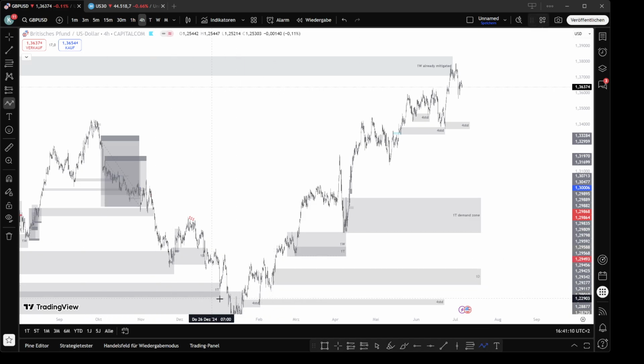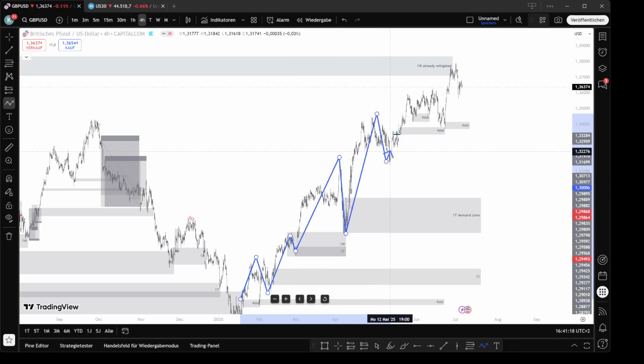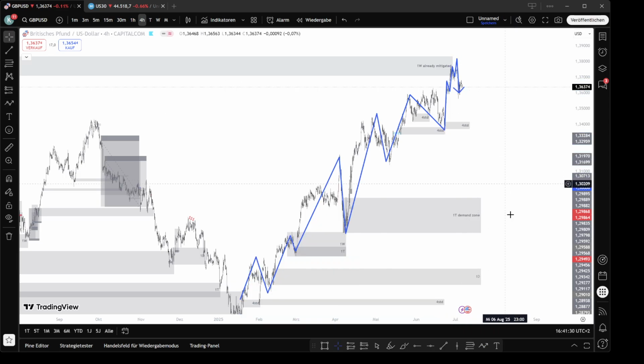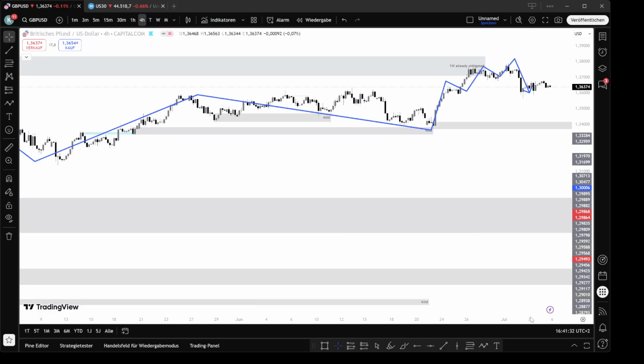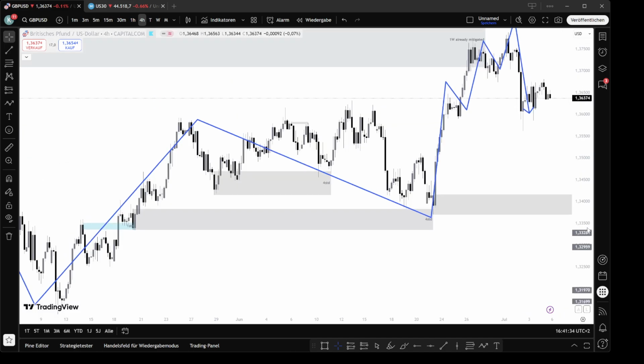We can clearly see that price has been creating a series of higher highs, higher lows, higher highs, higher lows, and so on, until higher highs, then a lower low. And this is where price is. So now let me zoom in on the chart so we should be clearly able to see what's happening.